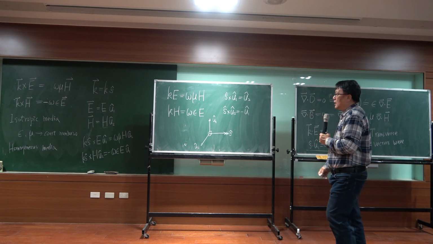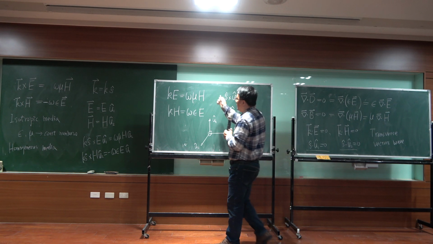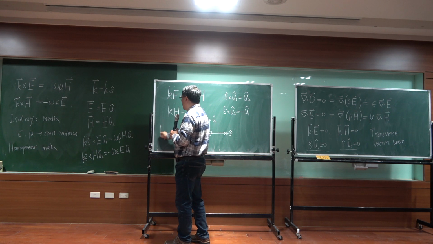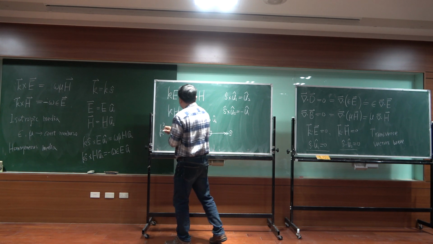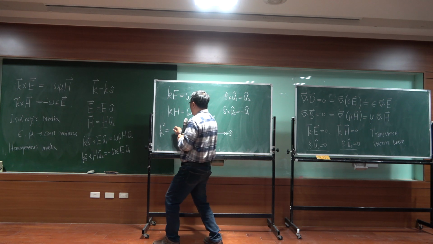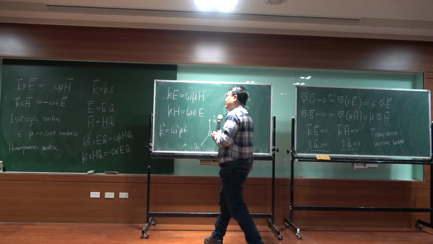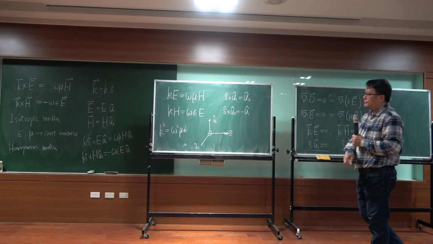Okay, and we can further obtain from this that when we multiply these two equations, we get k squared is equal to omega squared times mu times epsilon.